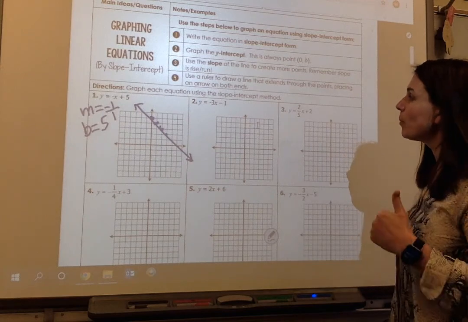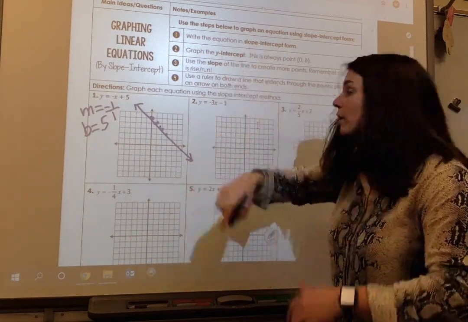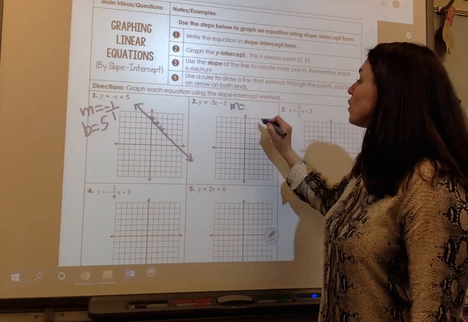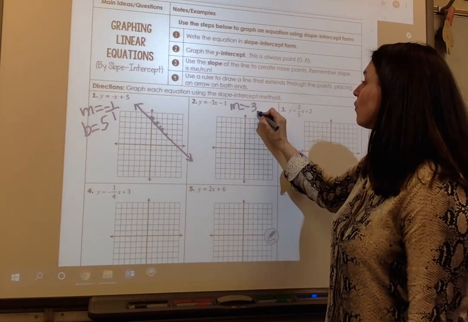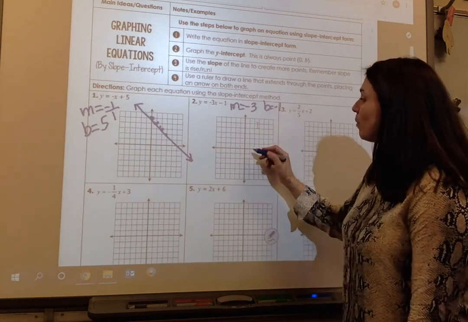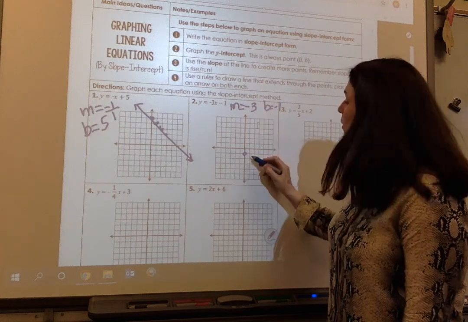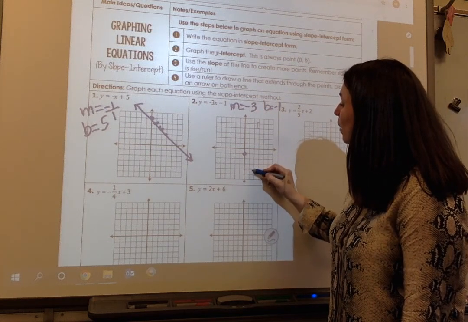All right, so number 2, it's already in slope-intercept form. Step 1, check, check. I'm going to identify my slope, the coefficient of x, which is negative 3, and my beginning point, which is negative 1. So I start with my beginning point, my y-intercept at negative 1. My slope is negative 3, so I'm going to go down 3, run 1.